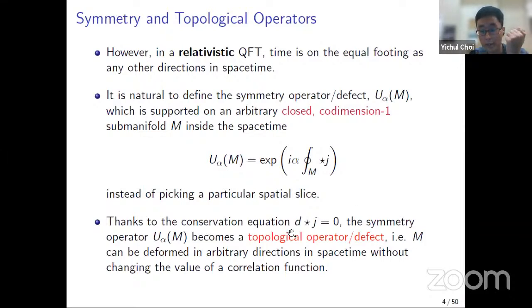Now, thanks to the conservation equation, which says that this star J is a closed three-form, this operator U sub alpha of M becomes a topological operator. By this, I mean inside the correlation function, if I have this symmetry operator inserted, then the value of the correlation function does not change when I deform the shape of this three-manifold M without crossing any other operator insertions. This is simply the consequence of the Stokes theorem and the conservation equation.